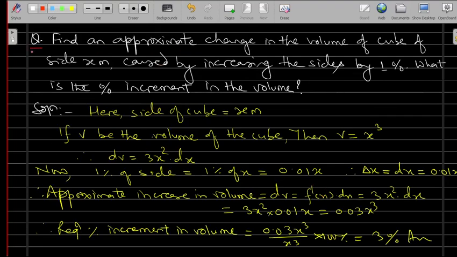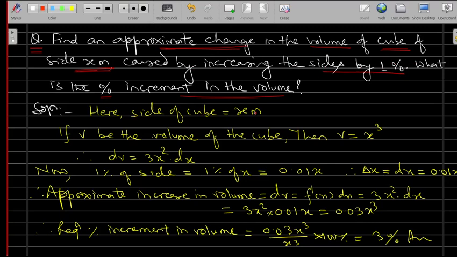Now the second question is: find an approximate change in the volume, remember this, approximate change in the volume of a cube of side x meter caused by increasing the sides by 1%. What is the percentage increment in the volume? Remember, we have to find the approximate change in the volume, given the side is x meter, when it is increased by 1%.